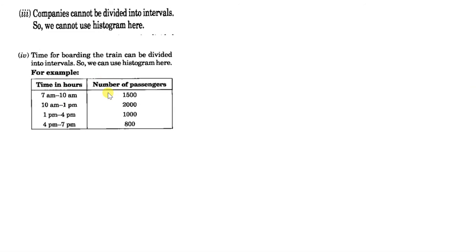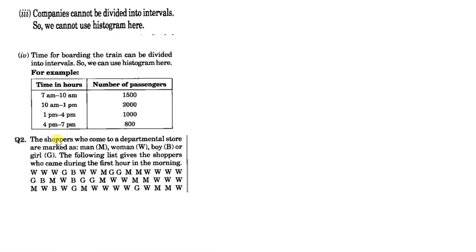And we can have here the number of passengers boarding between 7 a.m. to 10 a.m. Suppose it is 1500, and like in the others. So here, since the time can be grouped in class intervals, we can draw the histogram in this case.